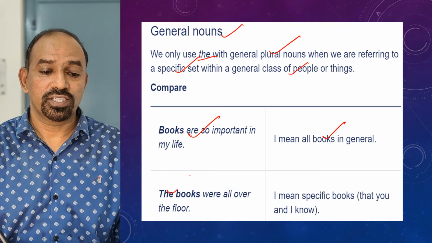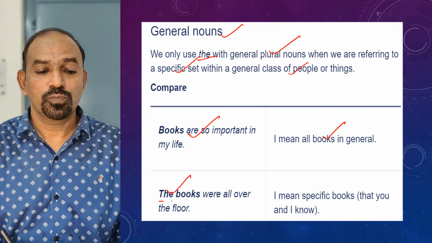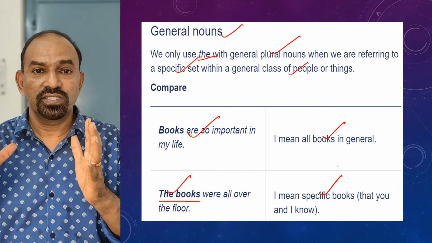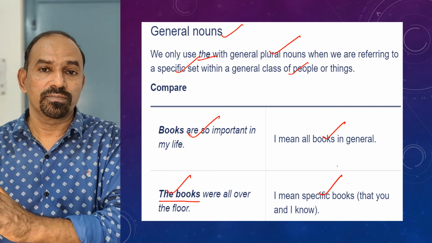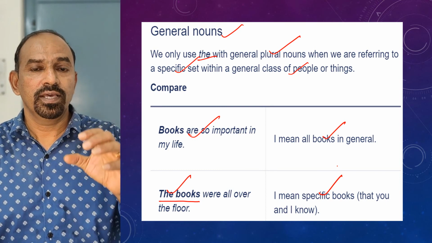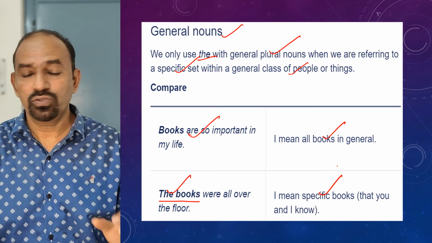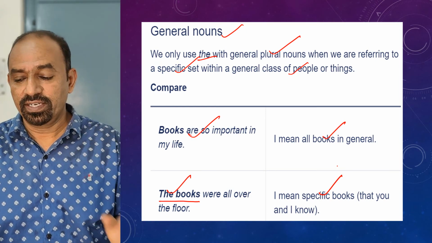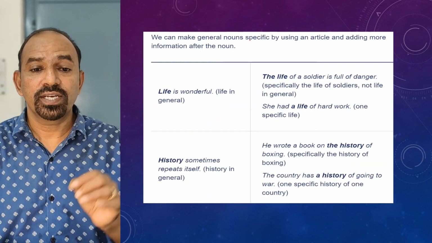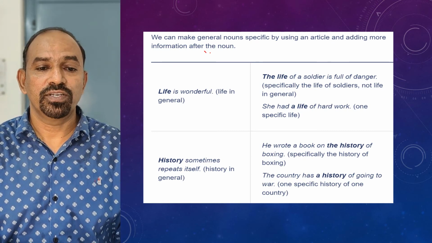But look at the second sentence. The books were all over the floor. Here we are speaking about a specific set of books that we see on the floor, spread over the floor. So to specify a particular quantity of something, we can use the definite article. We can make a general noun specific by using an article and adding more information after the noun.